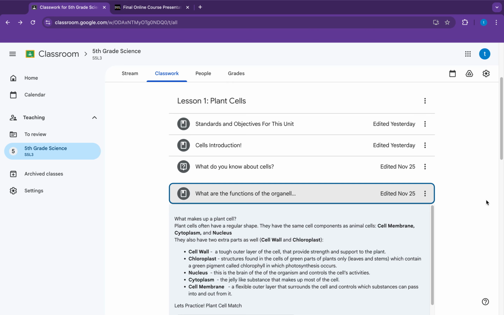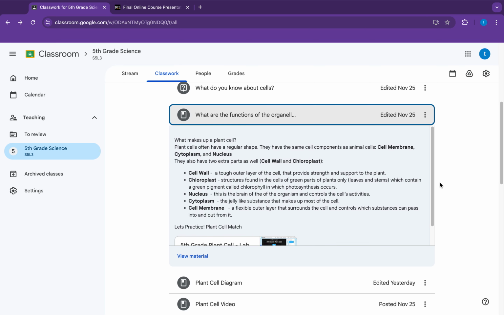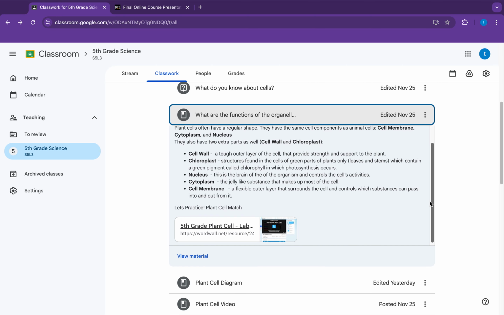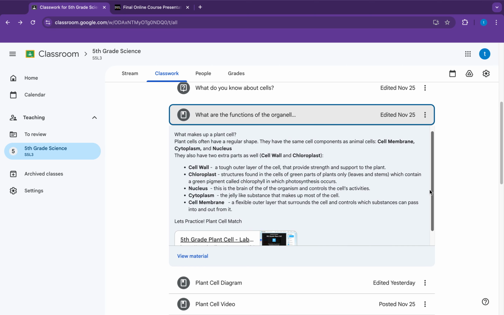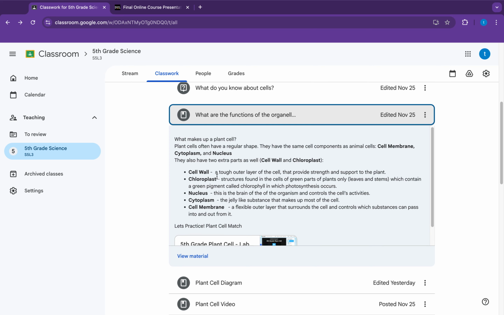What are the functions of the organelles? Now, I tried to make this easy. It's very simple context. What makes up a plant cell? Well, we highlight the three organelles, and we let them know that they share these same organelles with animal cells a little bit ahead of time. The cell membrane, the cytoplasm, and the nucleus. They also have two extra parts, which is their cell wall and chloroplast. All together, I name all five organelles, and next to it, they have the corresponding definitions.